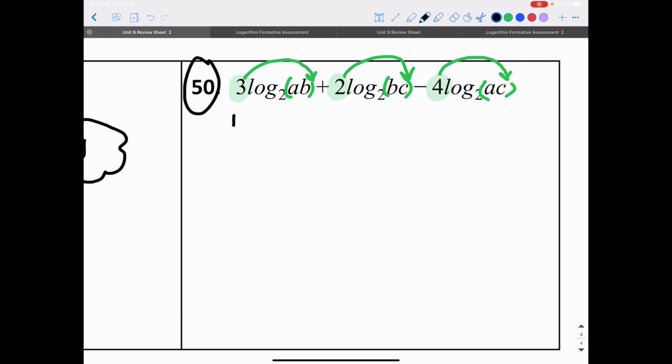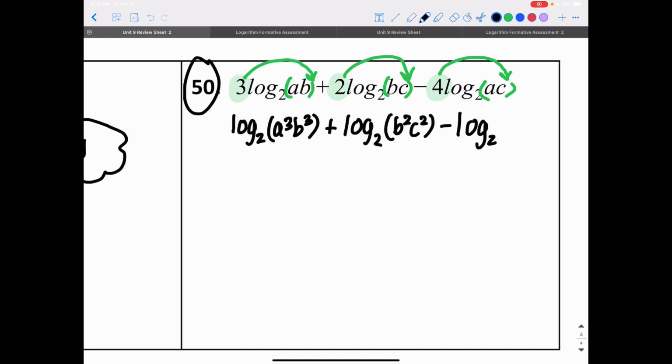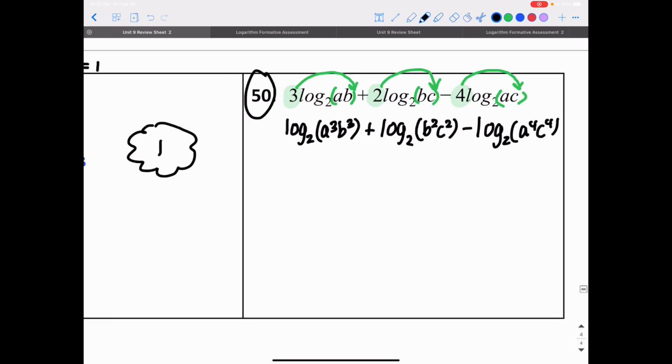So the first one will be log base 2 of a cubed, b cubed. The second is going to be log base 2 of b squared, c squared. And the last is going to be log base 2 of a to the fourth power, c to the fourth power. I'm going to start with these two, combining them.